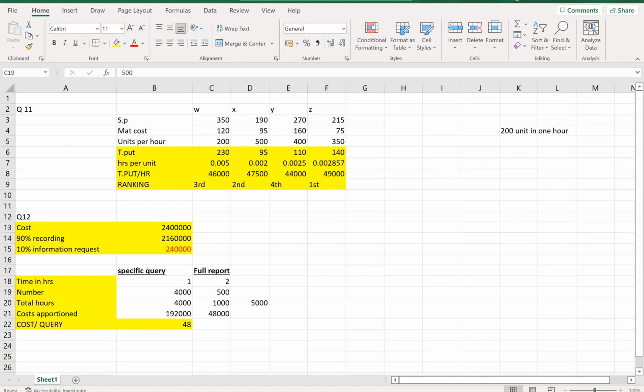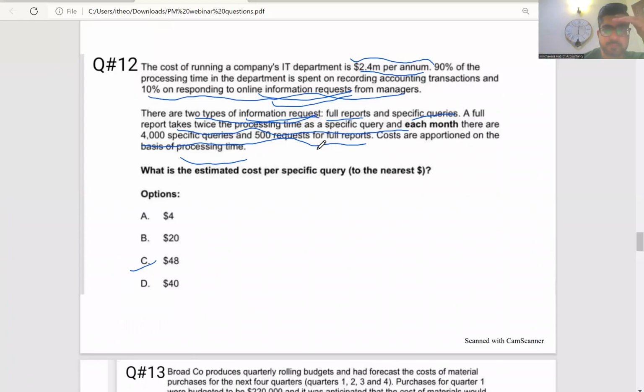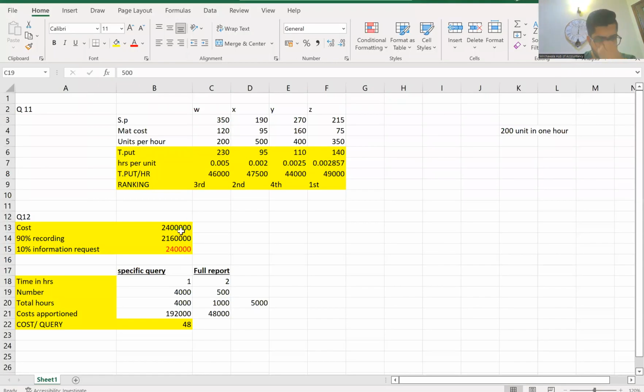There is just a small error in this. I need to correct it. This cost was per annum. The cost of running the IT department is 2.4 million per annum, and the queries were given for each month. Okay, so you have taken the cost per annum. This 2.4 million, 240,000 is per annum, and this is per month.